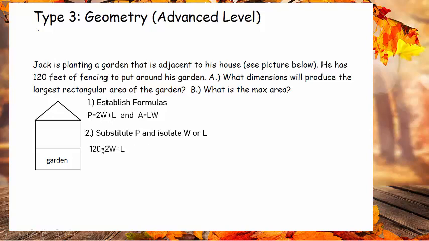So there's me plugging in 120 for P. And I'm going to isolate the L since that way I don't have to create any fractions. So I'm just going to subtract this 2W over. And so L is going to equal 120 minus 2W.